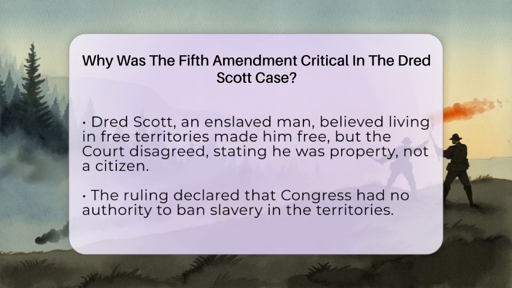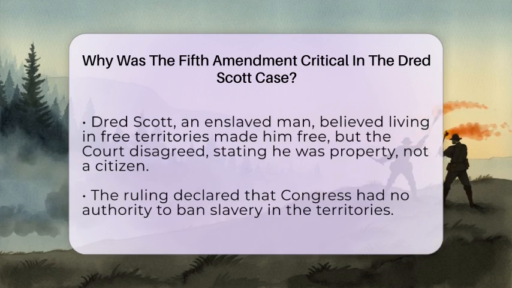He believed that living in these places made him free. But the court decided that because he was property, not a citizen, he had no right to sue for his freedom. More importantly, they said Congress had no power to ban slavery in the territories. This decision was based on the idea that the Fifth Amendment protected slave owners' property rights everywhere.